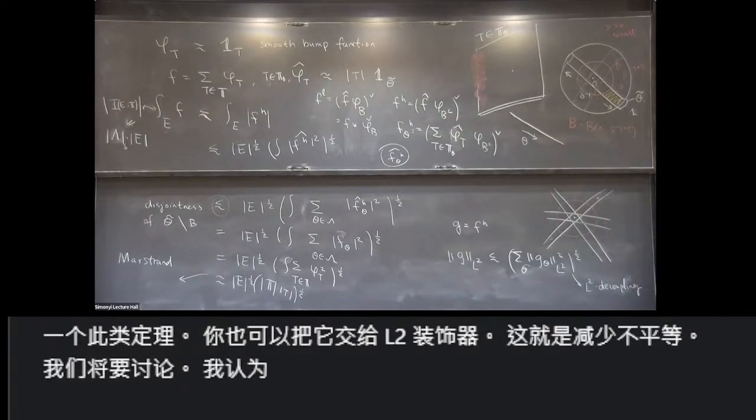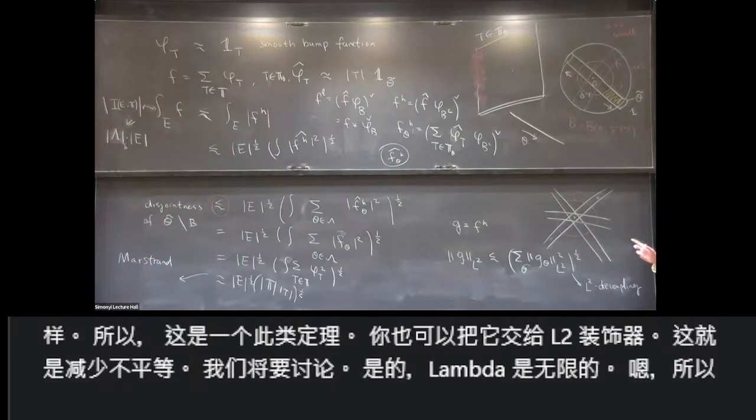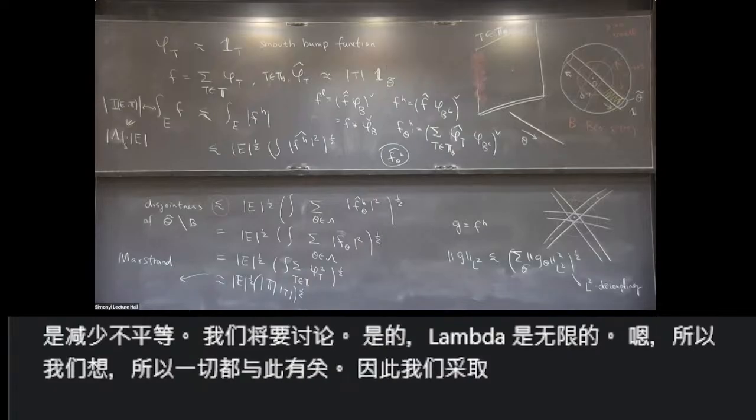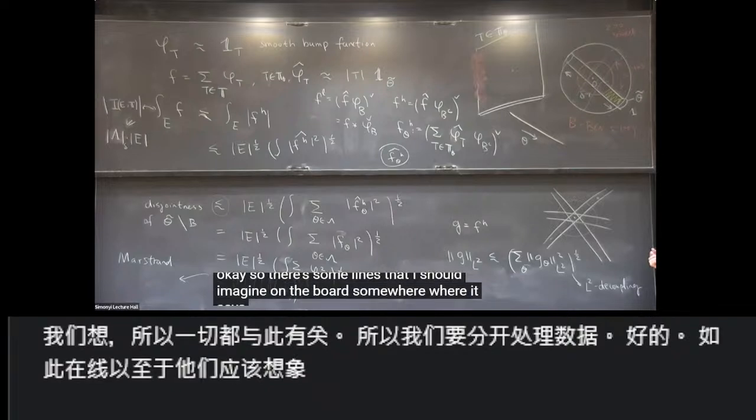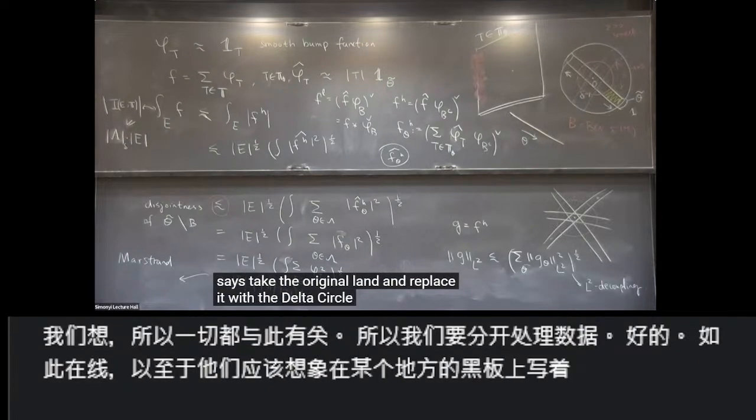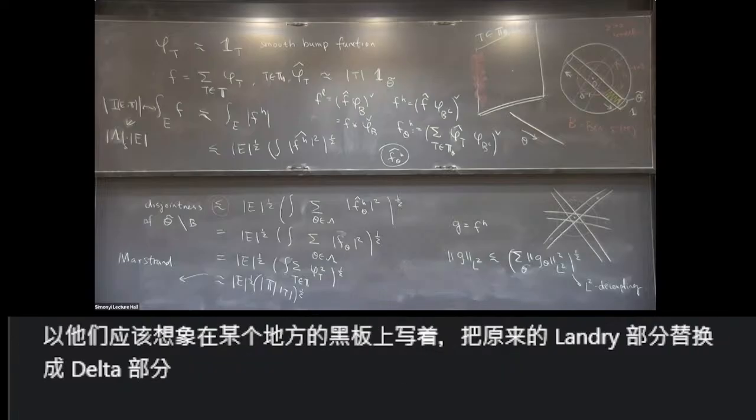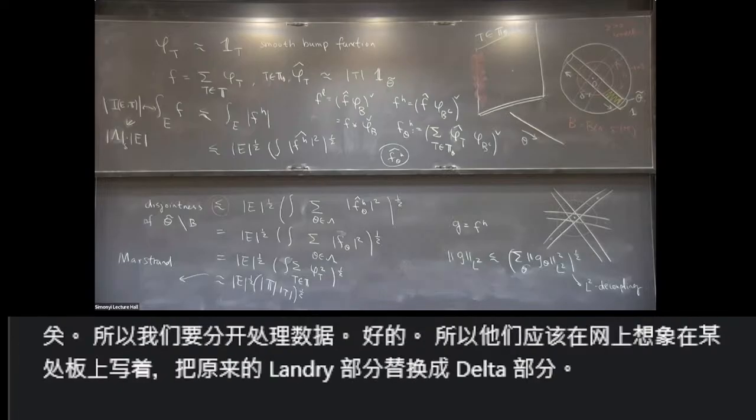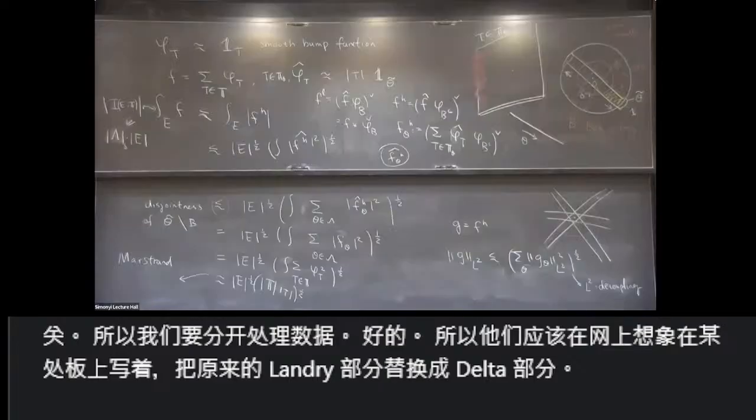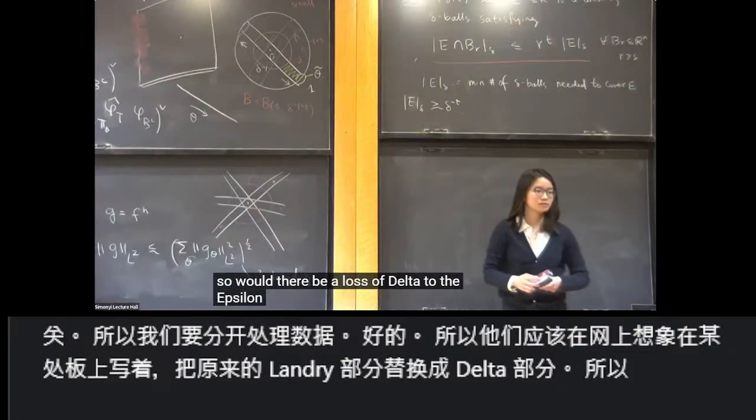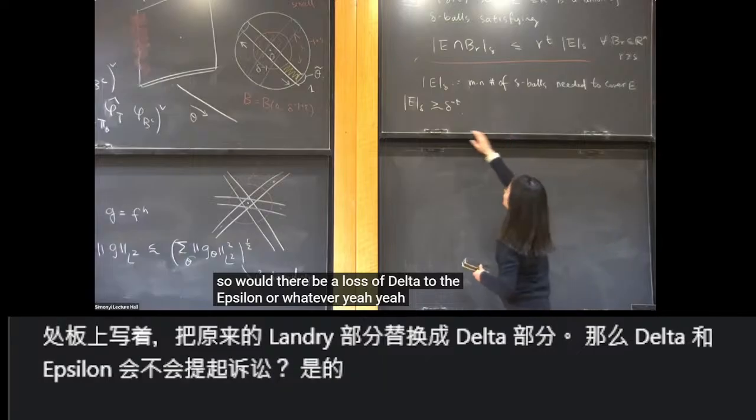Real quick, I think I ended up on the wrong page. Is lambda infinite? So we are thinking, everything is at scale delta. So we are taking delta separate. Okay, so there's some line that I should imagine on the board where it says take the original lambda and replace it with the delta separate. Yeah. And then I think it makes sense. So would there be a loss of delta to the epsilon? Yeah, it will be a loss of delta to the epsilon.